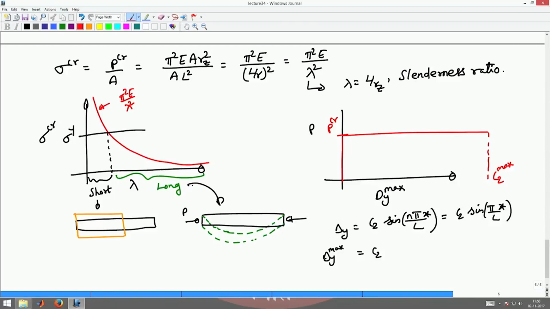Now, if I go to the second mode, then also it will be C2 max, but that value will be different from this value, it will show a much larger deformation. This is P critical 2, which is 4 pi square E by lambda square. This is P critical 1, which is pi square E by lambda square. Now, it will show a much larger deformation. So, this is how the deformed shape will look like, the midspan deflection.